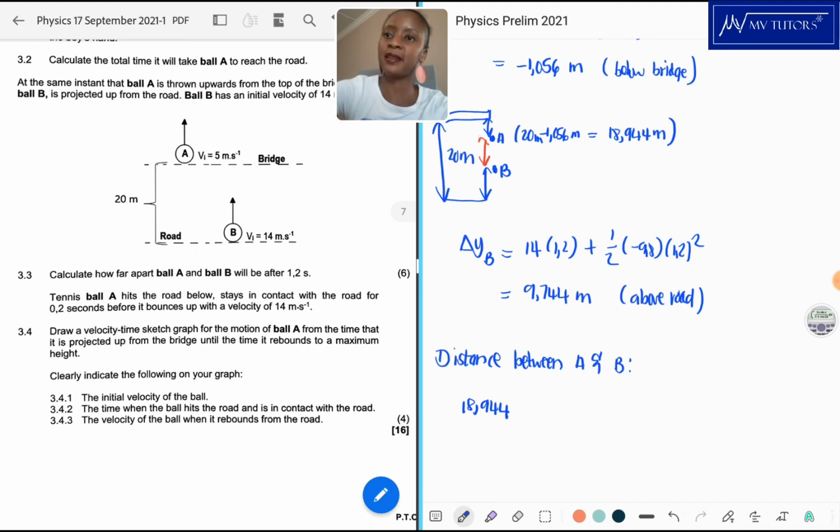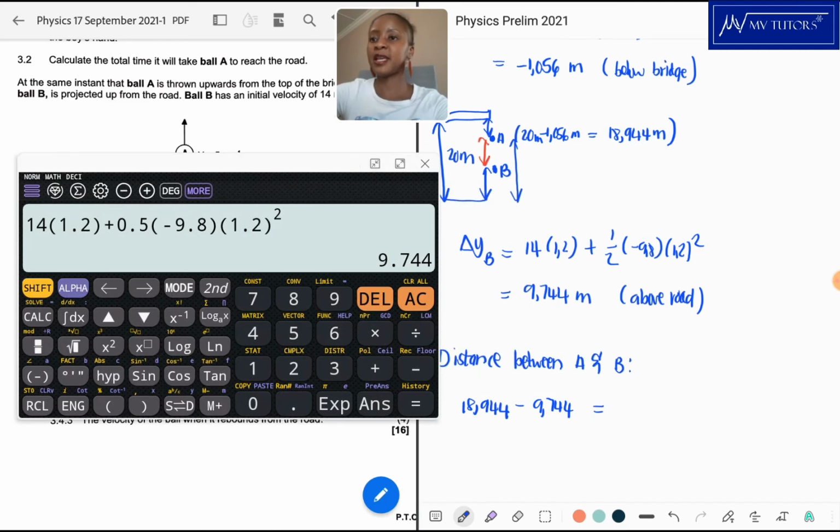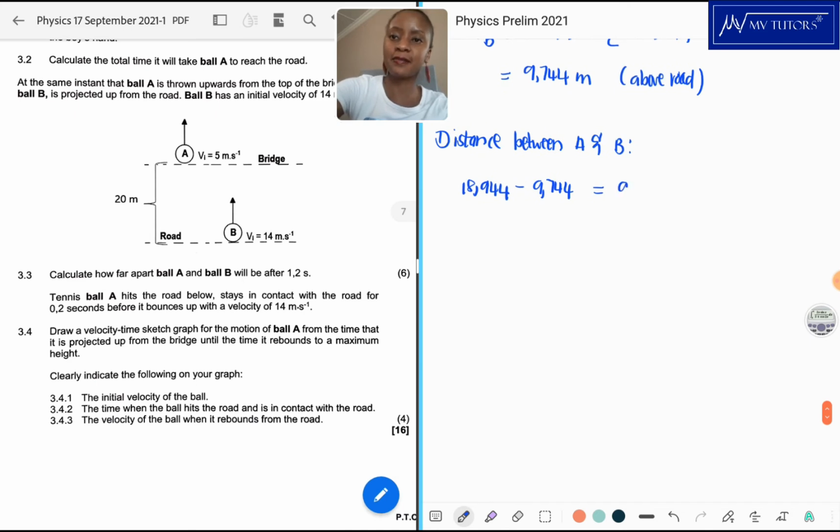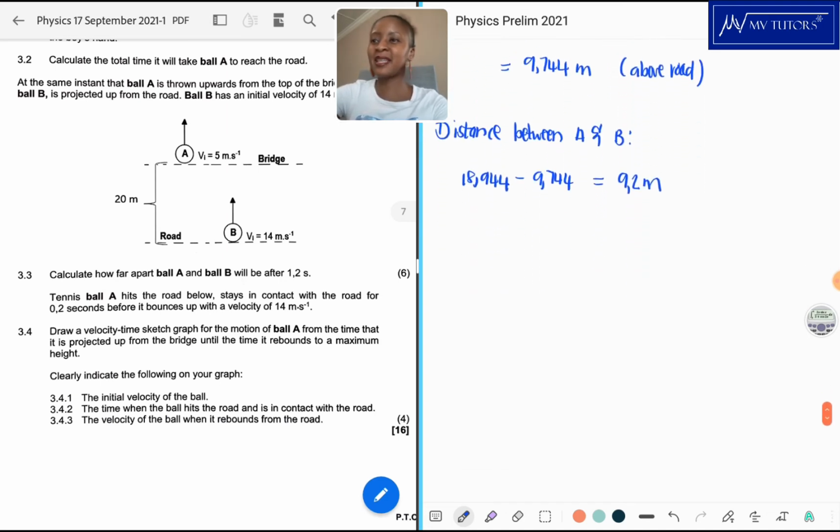18,944. Okay, that's the whole distance here, the 18,944, and I'm going to subtract it by the 9,744 so that I can get the distance in between. Okay, so 18,944 minus 9,744, and the answer is 9,2 meters. Okay, and that was a nice 6 marks. You really had to think about it there.